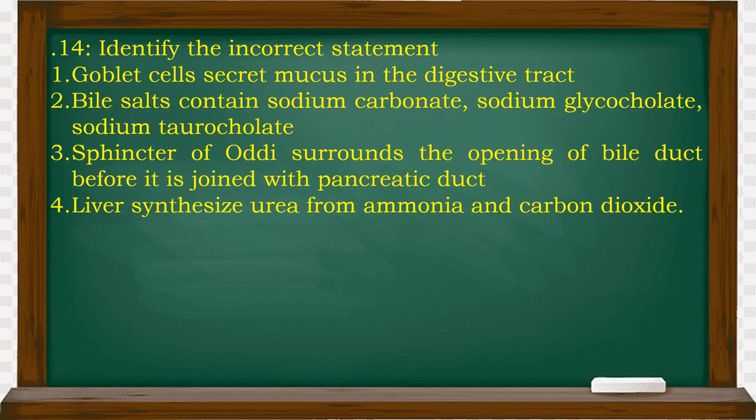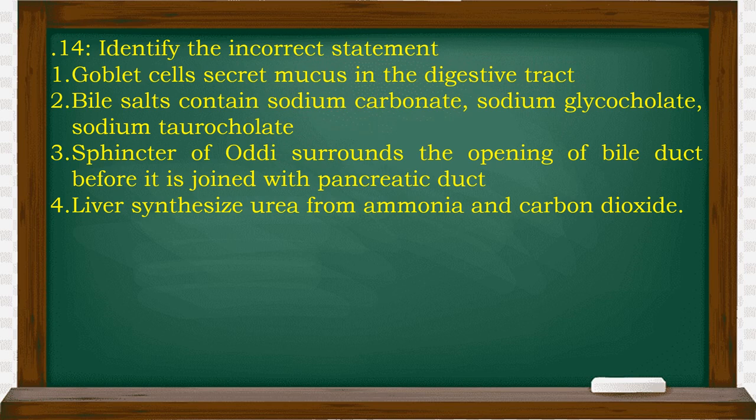Question 14. Identify the incorrect statement. The first statement is, goblet cells secrete mucus in the digestive tract. Second one, bile salts contain sodium carbonate, sodium glycolate and sodium taurocholate. And option number 3, sphincter of Oddi surrounds the opening of the bile duct before it is joined with the pancreatic duct. Option number 4, liver synthesizes urea from ammonia and carbon dioxide. So we will have to find out the incorrect statement in these four options.